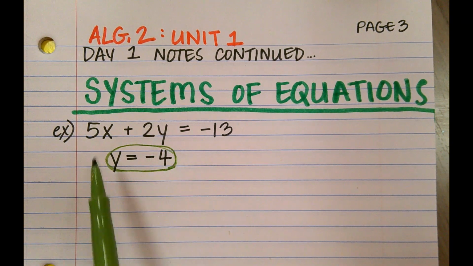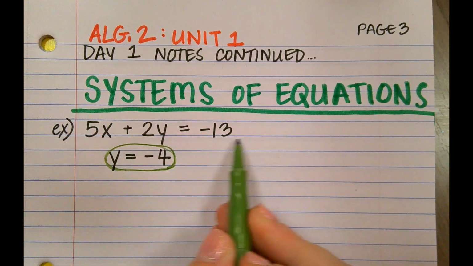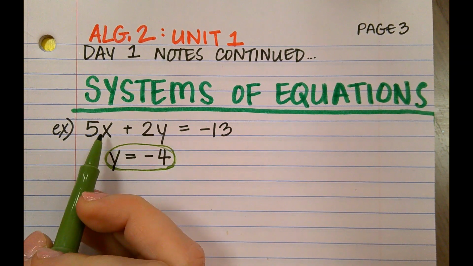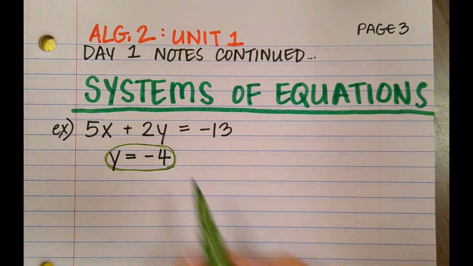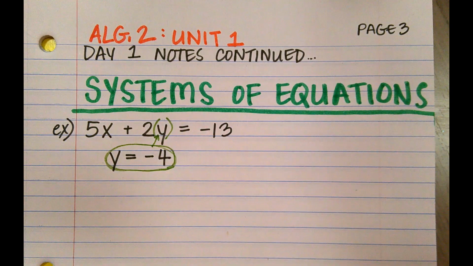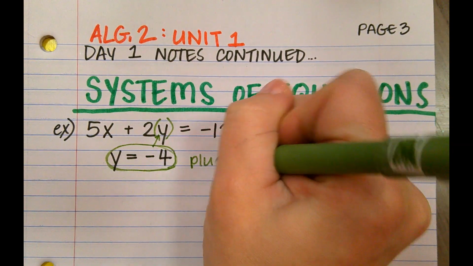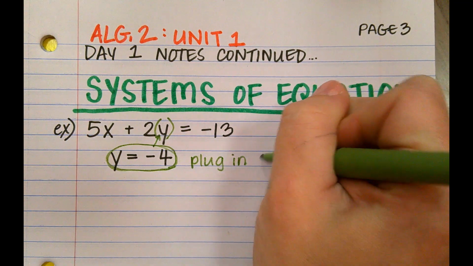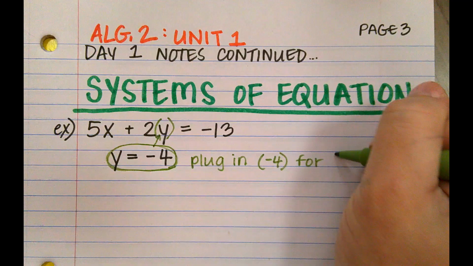So how can I use this to help me solve for x? You can plug it in for y. Yes, I can plug it in for y. We're going to get this equation so that there's only an x variable, and we can get rid of the y because I know that y is -4. So instead of y, let's plug in -4 for y.